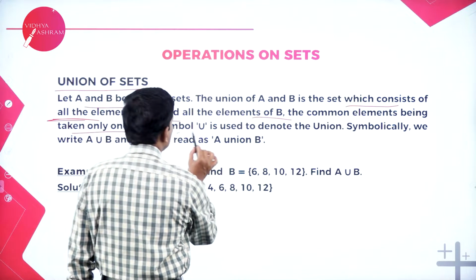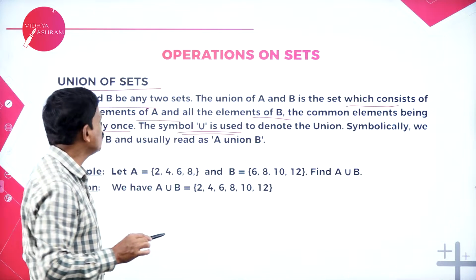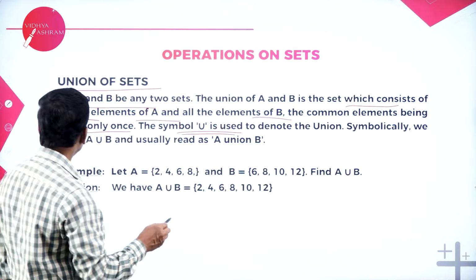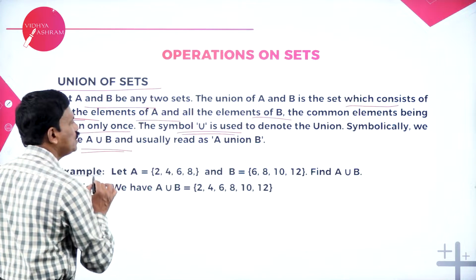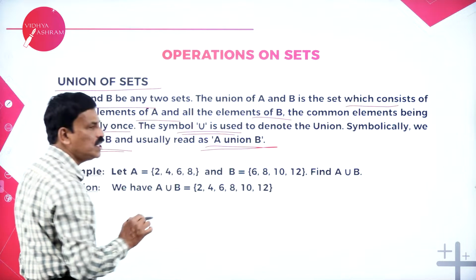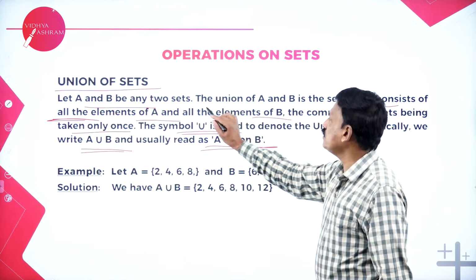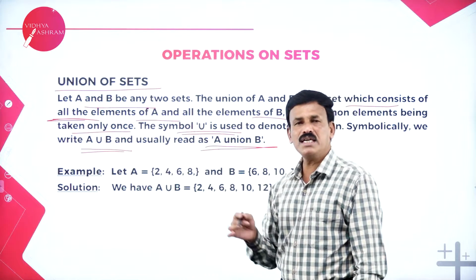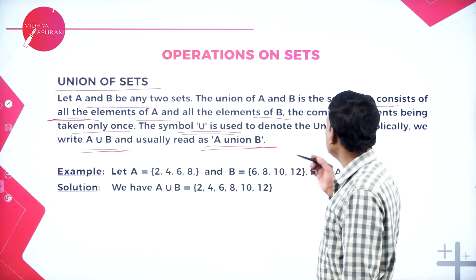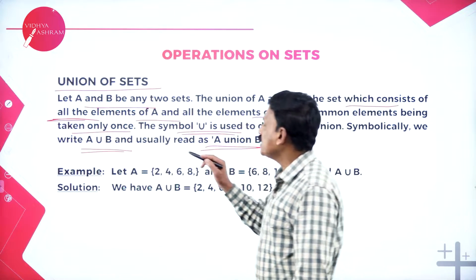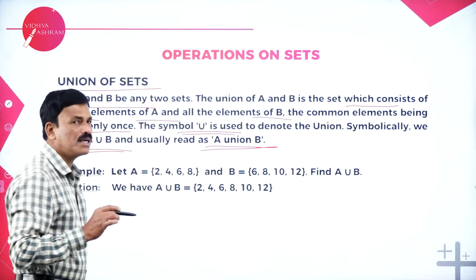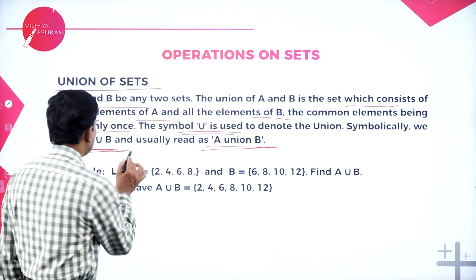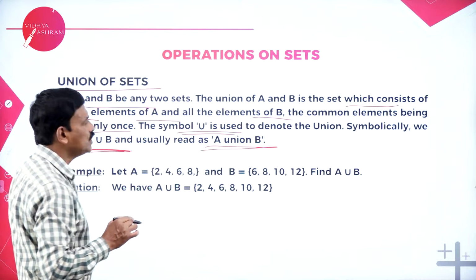The symbol for representation of the union of sets is U. The symbol U is used to denote the union of two sets. Symbolically, we can write A union B, read as A union B. Let A and B be any two sets. The union of two sets A and B is a set which contains all the elements of A and all the elements of B, the common elements being taken only once, and it is denoted by the symbol A union B. So this is the symbolic representation of A union B, read as A union B.